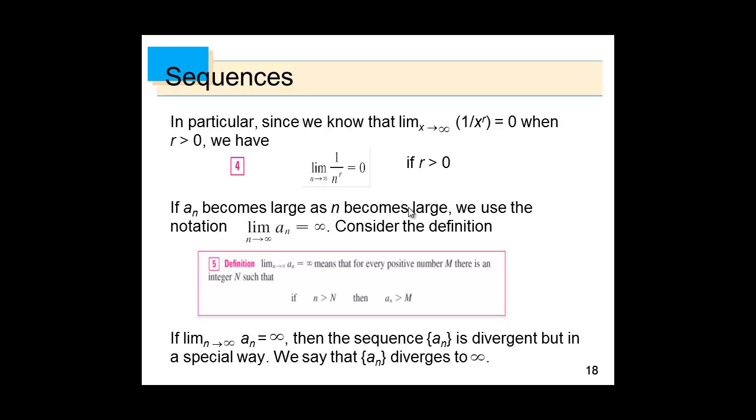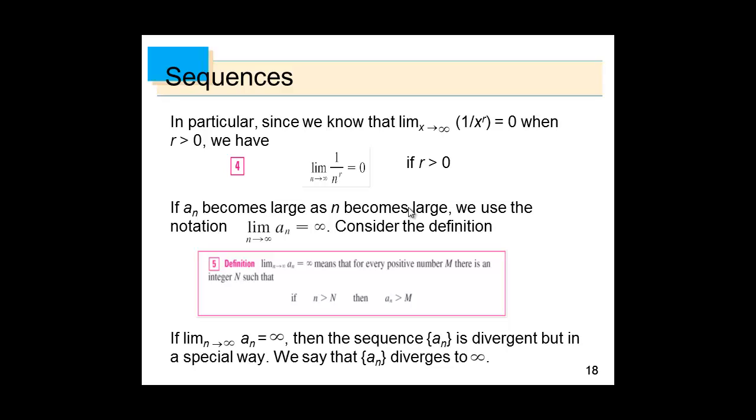So as x goes to infinity, the limit of the numerator is 1. Limit of the denominator is infinity. And when that happens, the limit of the ratio is 0, always, right? If the limit of the numerator is a fixed number, the limit of the denominator is infinity, the limit of the ratio is always 0. So we know that the limit of this function as x goes to infinity is 0. So that implies that the limit of the sequence 1 over n to the r is 0 as well.